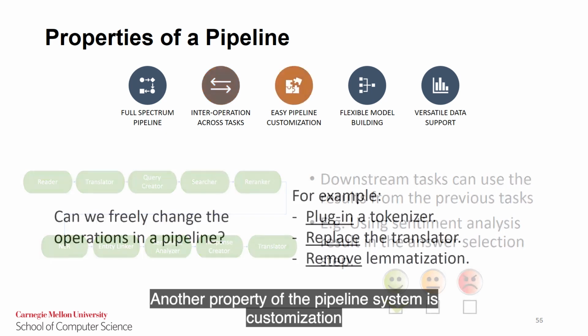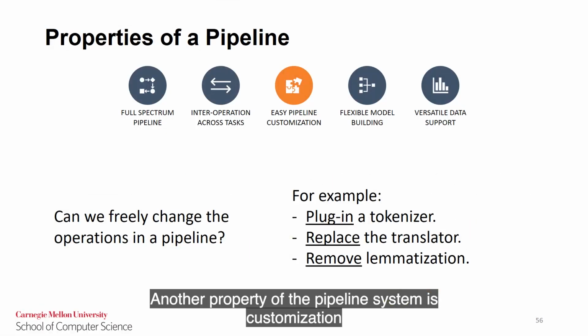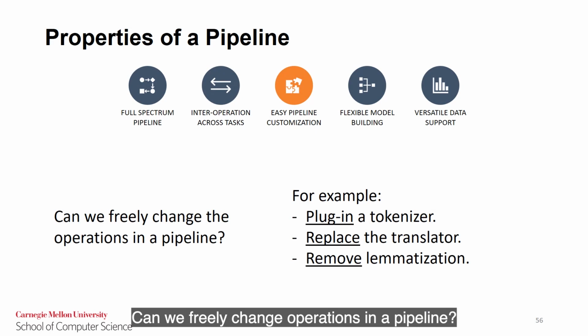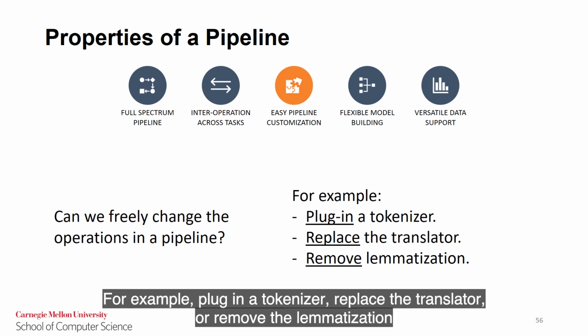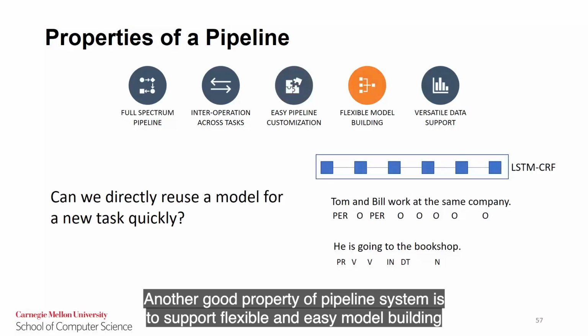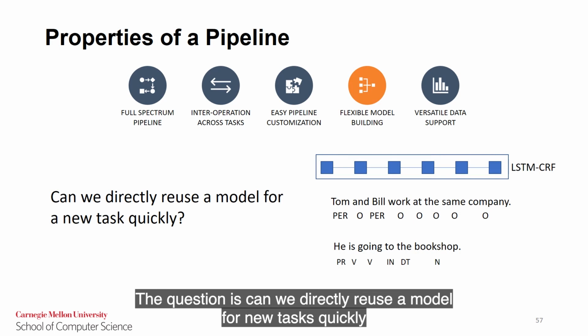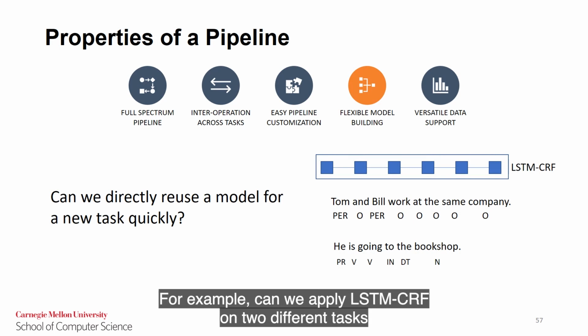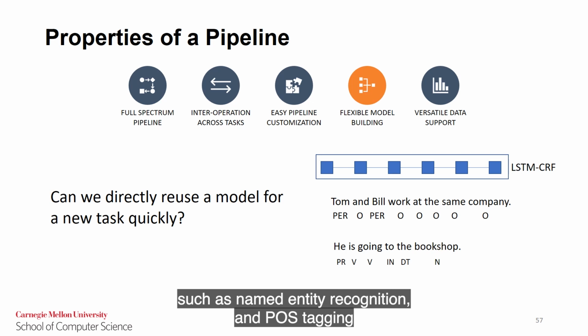Another property of a pipeline system is customization. Can we freely change operations in a pipeline? For example, plug in a tokenizer, replace the translator, or remove the lemmatization. Another good property of a pipeline system is to support flexible and easy model building. The question is, can we directly reuse a model for a new task quickly? For example, can we apply LSTM-CRF to 2 different tasks such as named entity recognition and POS tagging?